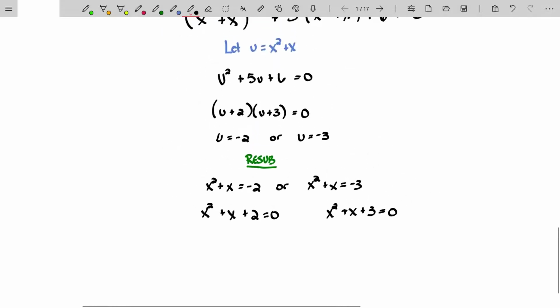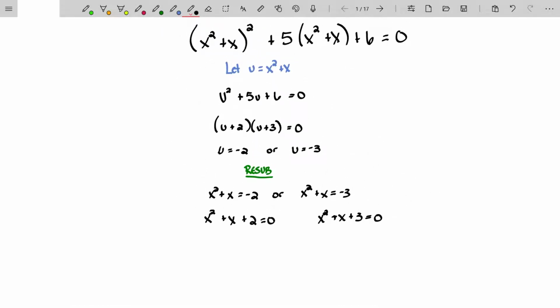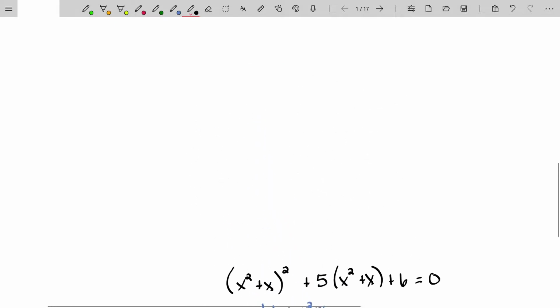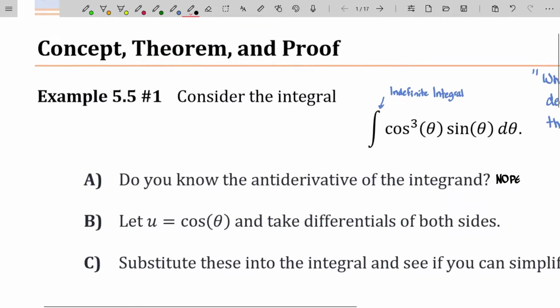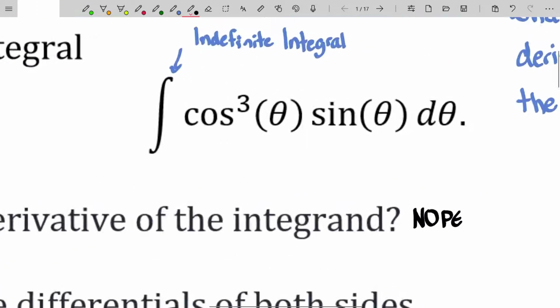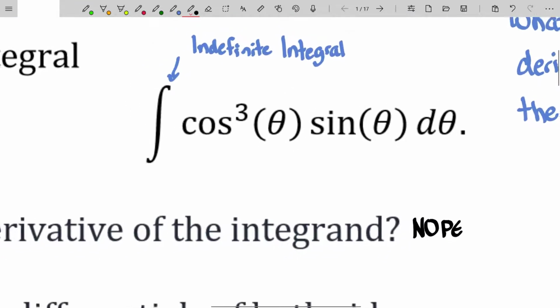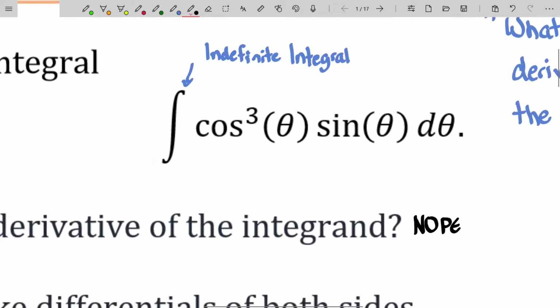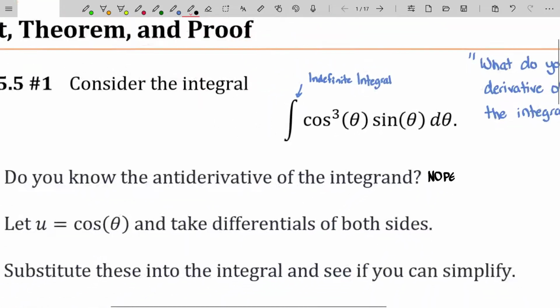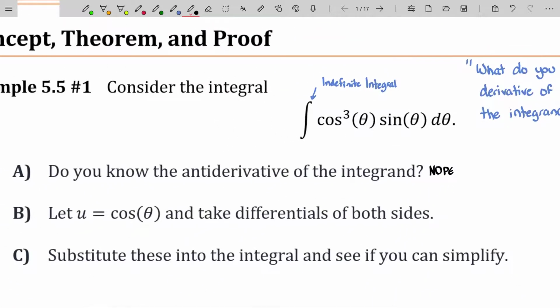That's the advice you would get back in an algebra course. That advice still holds to this day. So if I see an indefinite integral, like this one right here, a substitution might simplify this quite significantly. And we call them u substitutions because we're using the letter u.